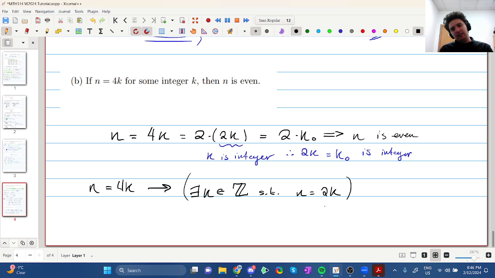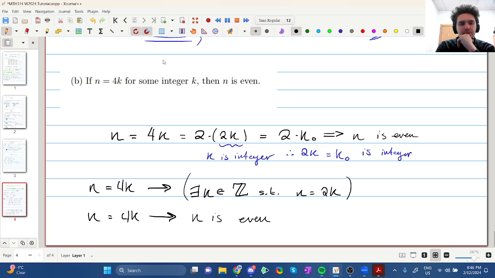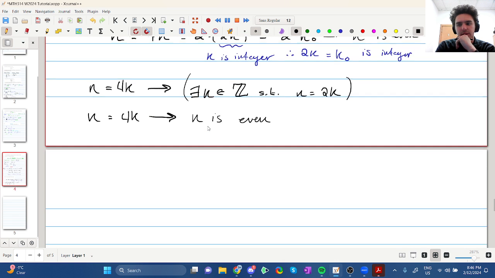If you want it a little more relaxed, proofs are really just about communicating. The things you're saying have to be right, but it's really just about communicating, so you can just say it implies n is even. What if it's the opposite? If n is even, then n equals 4k for some integer k. What do you think if it's the inverse here? Or the converse, I forget which one it is.